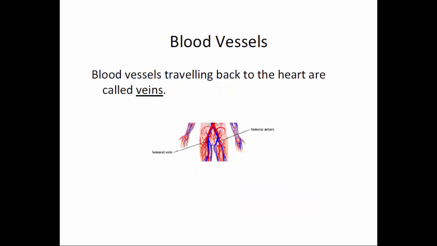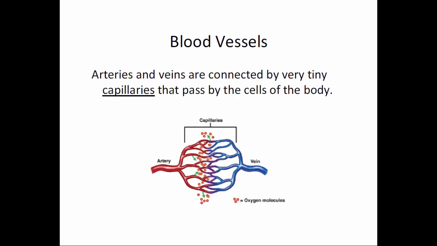Now this flow back to the heart with waste like carbon dioxide and other stuff that we'll talk about in a minute is done through the veins, shown in blue here. In between these, the capillaries connect the veins and arteries together. And these are very small. Again, we talk about surface area that allows for the exchange of materials.